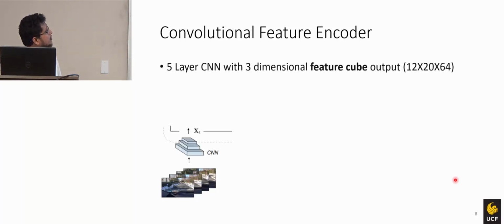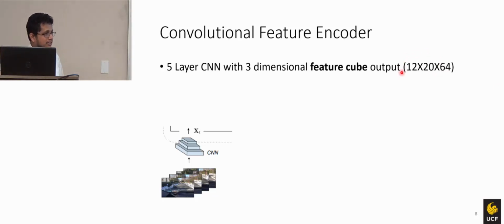The convolution layer consists of 5 CNN layers. They could use other methods, but for simplicity the author used 5 layers. The 5-layer CNN outputs a 3-dimensional feature cube with 12 by 20 by 64 dimensions. The 64 is the size of each vector, and 12 by 20 is the number of regions it detects.